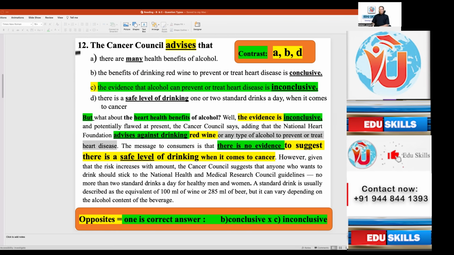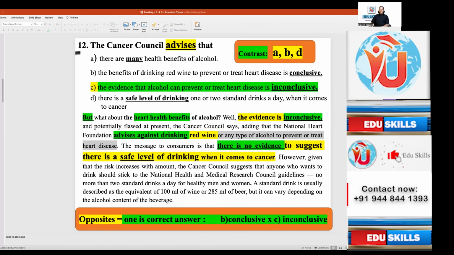But however, given that the risk increases with the amount, the Cancer Council suggests at least you reduce the amount of drinking. Those who are addicted and cannot stop, they must drink, but at least try to lessen your drinking quantity. You have to lessen. That doesn't mean there is a safe level. They are asking if you cannot give up. The whole first part of the paragraph says you have to stop drinking. It's not at all beneficial. However, if you cannot stop, at least reduce, bring it down to no more than 2 standard drinks. Maximum you can drink is 2 standard drinks.